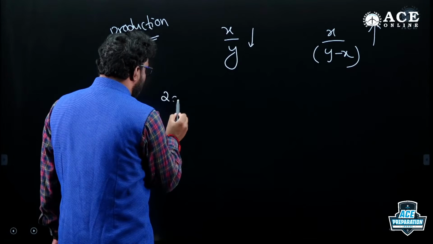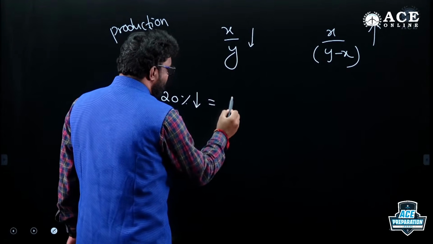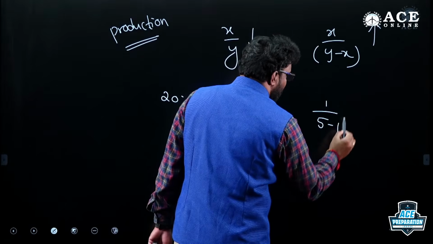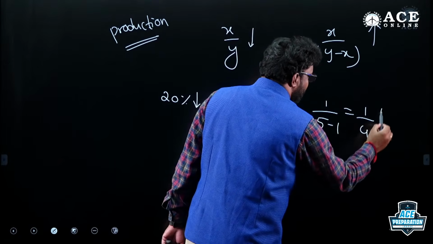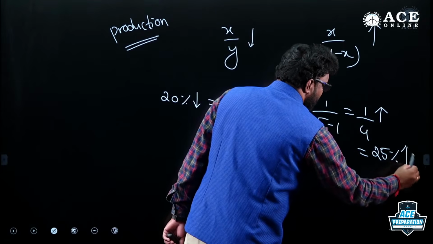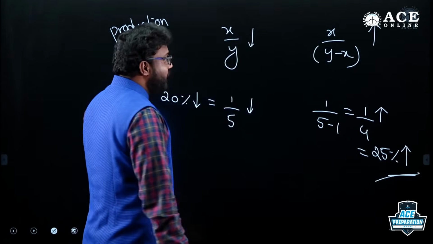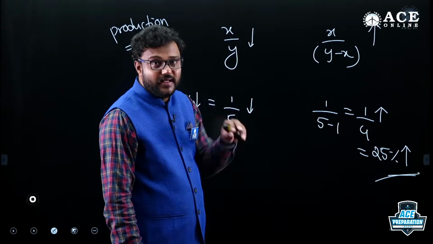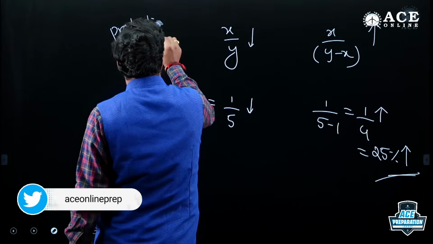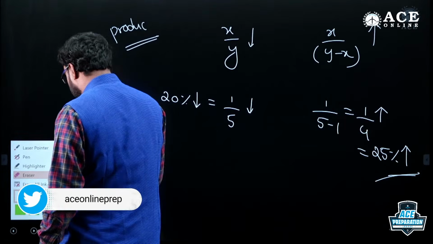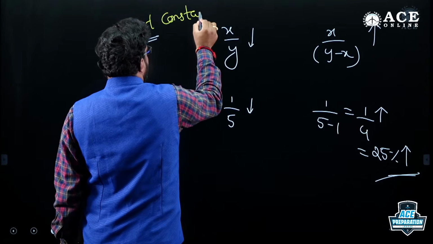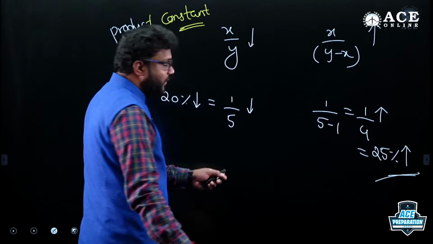If it is 20% decreasing, meaning 1 by 5 decreasing, then the increase should be 1 by 5 minus 1, that is 1 by 4 increase. 1 by 4 increase means 25% increase. So when one is decreasing, the other is increasing. This is only when the product is constant. Sorry, I said production, it is product constant. If you want to maintain the product constant, this is what we have to apply.